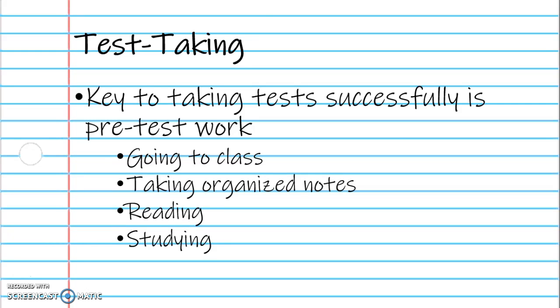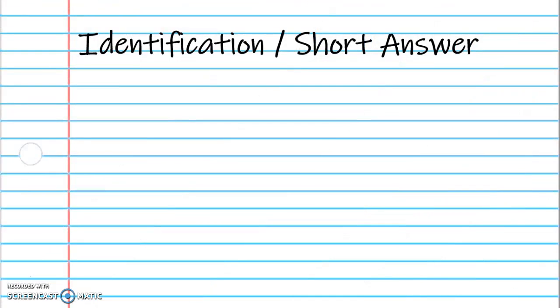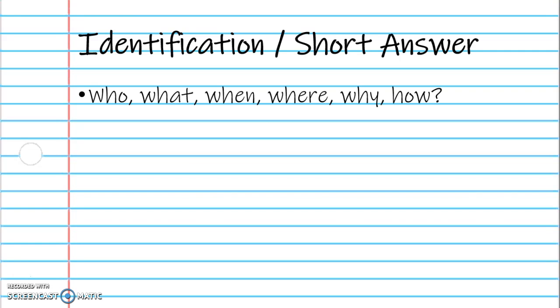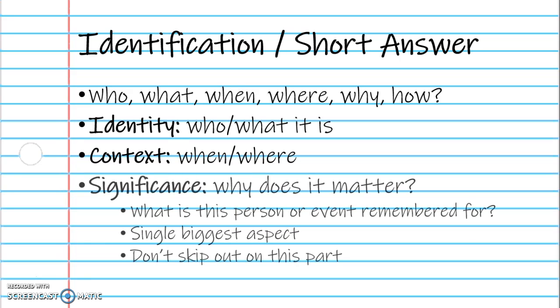So let's look at the specific identification and essay questions. Identification or short answer questions are where a professor gives you a word or a phrase and asks you to identify it and explain it in a short paragraph. So you want to keep in mind the questions: who, what, when, where, why, and how. These questions you probably learned in elementary school. However, I've subdivided them into three categories that hopefully will help you remember this easily: identity, context, and significance.